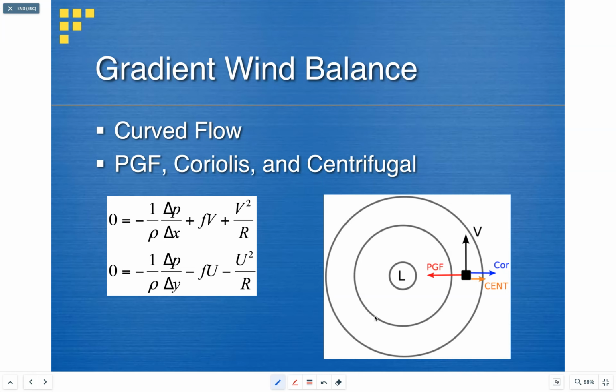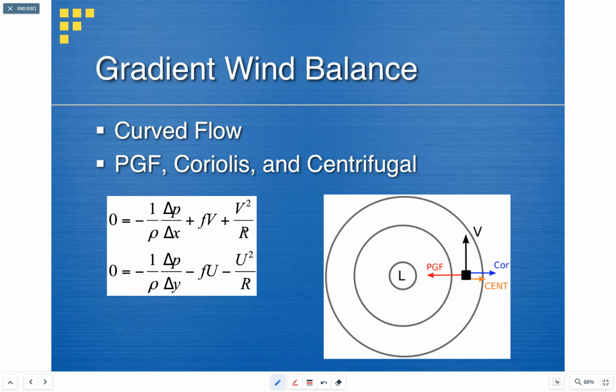Our Coriolis force would cause turning in a different direction in the southern hemisphere. Mathematically speaking, what does this look like? It looks like these two equations. Again, we have two components. We have our pressure gradient force here, our Coriolis force, and then our centrifugal force. That would be for the v components. And our u component would be similar, but with minus f times u and minus u squared over r.